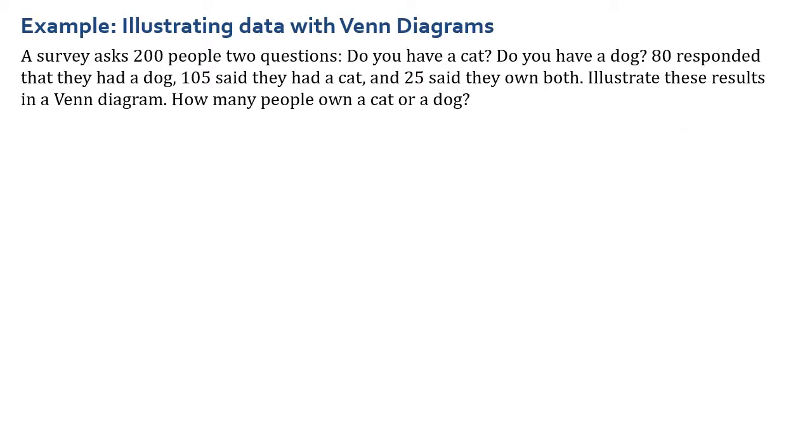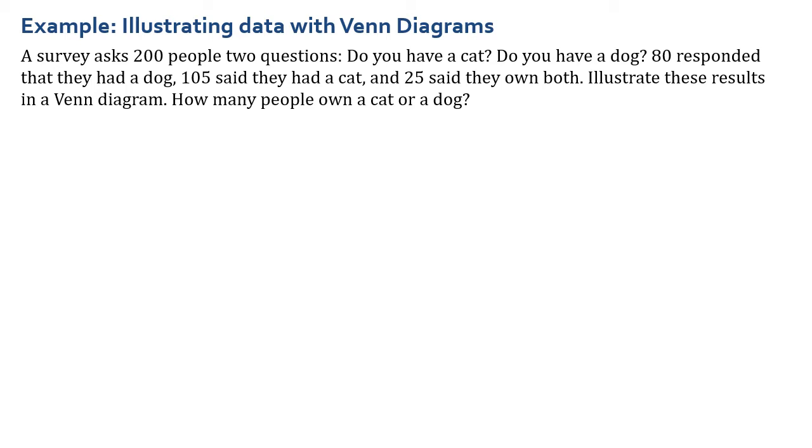So let's look at an example. A survey asks 200 people 2 questions. Do you have a cat? Do you have a dog? 80 responded that they had a dog, 105 said they had a cat, and 25 said they had both. Illustrate these results in a Venn diagram. How many people own a cat or a dog?